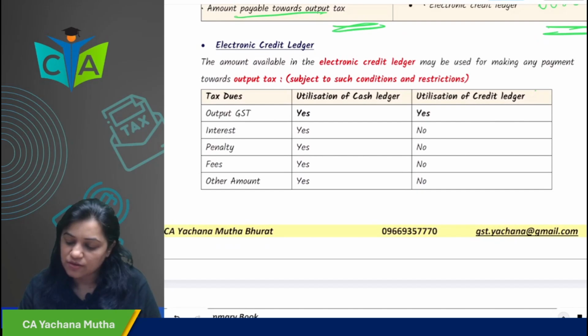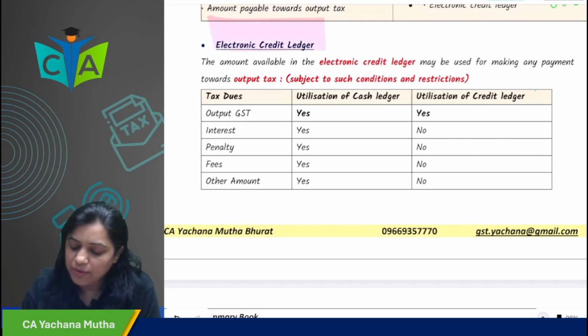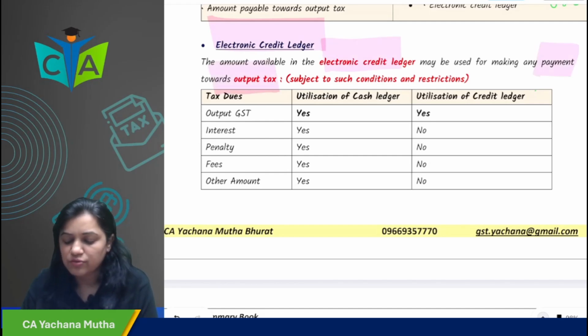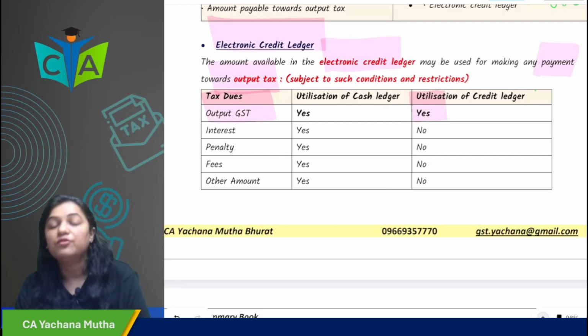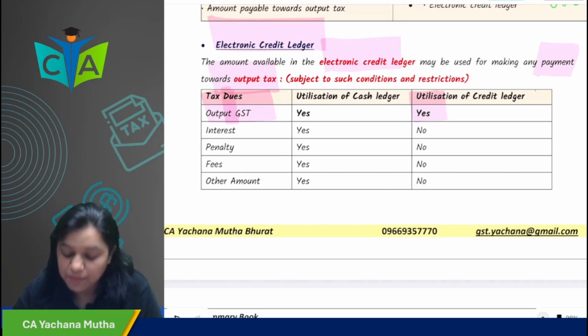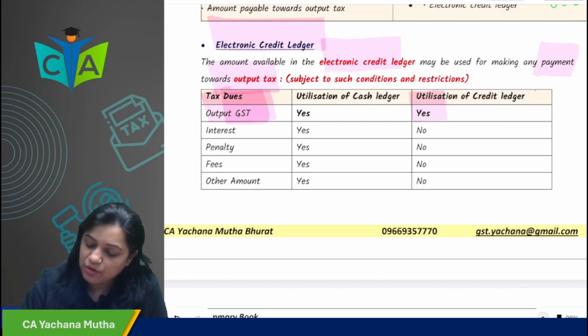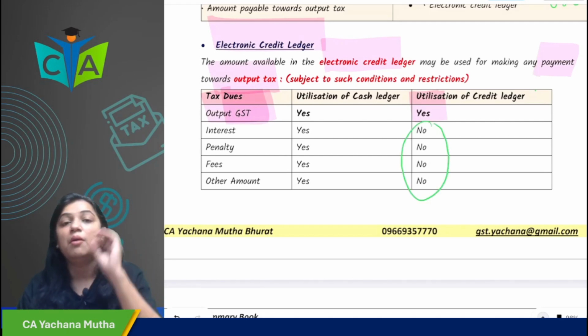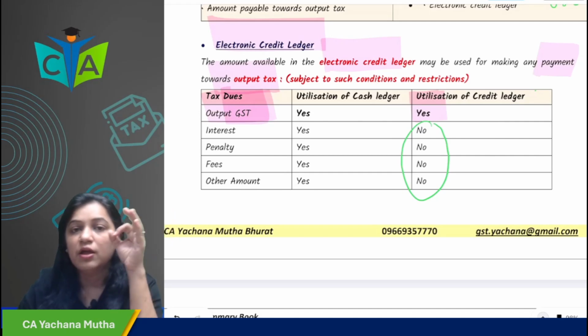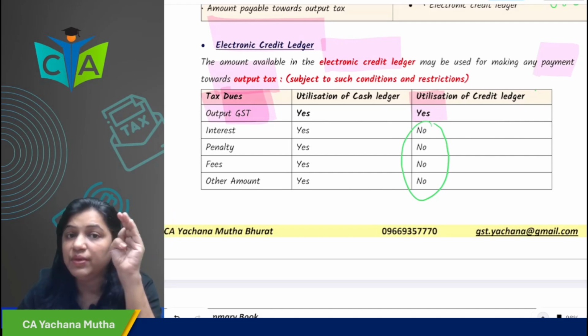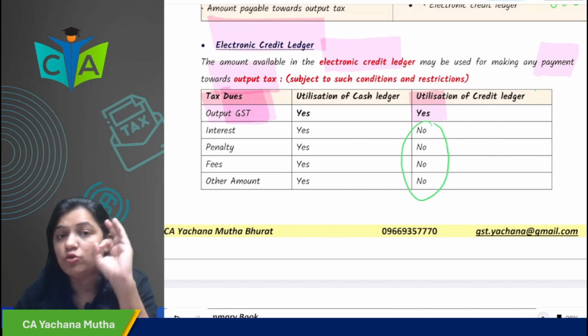Next is the electronic credit ledger. The amount available in the electronic credit ledger may be used for making any payment towards output tax. How will you use this amount? You will use it only for the payment of output tax. It cannot be used for the payment of interest, penalty, fees or any other amount. But the amount in the electronic cash ledger could be used for anything, not a problem. The amount available in the electronic credit ledger can be used only for the payment of output tax.